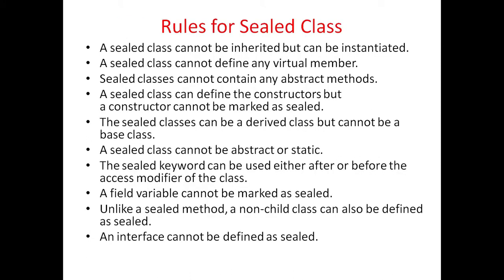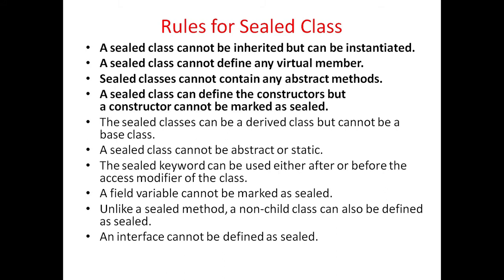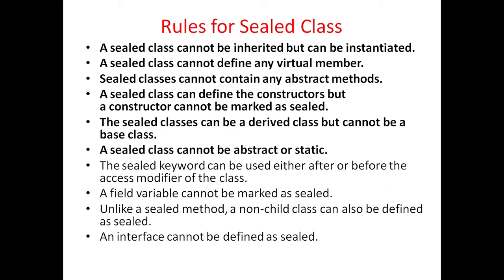While defining a sealed class, the following rules should be considered. A sealed class cannot be inherited but can be instantiated. A sealed class cannot define any virtual members. Sealed classes cannot contain any abstract methods. It can define constructors, but a constructor cannot be marked as sealed. A sealed class can be a derived class, but cannot be a base class. It cannot be abstract or static.